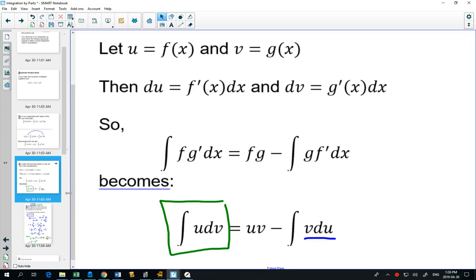I mean, you could bring the uv to this side, or bring this one to this side, and you really have the product rule just rearranged. Okay? And so the reason I like to write it this way is with the u coming before v, so there's u and then dv as the next thing. Just alphabetical order can help out here.